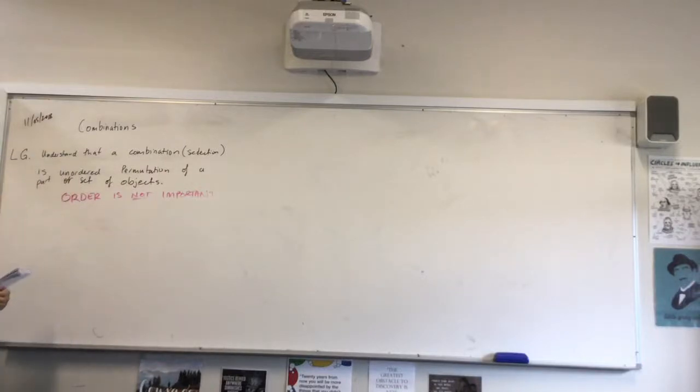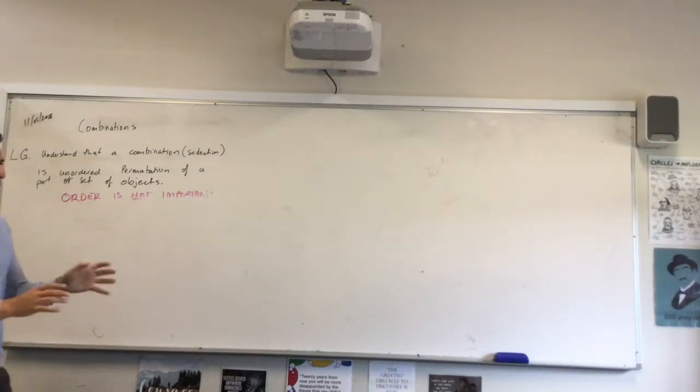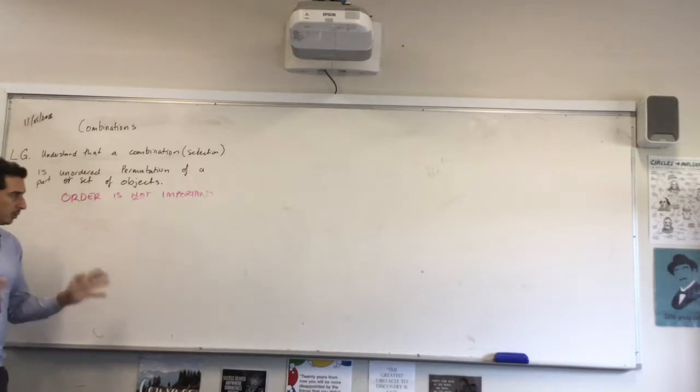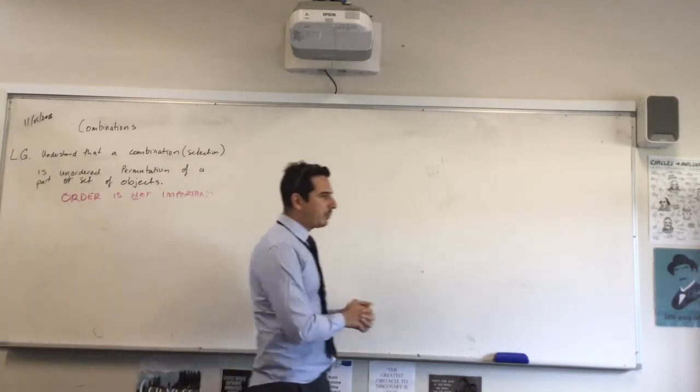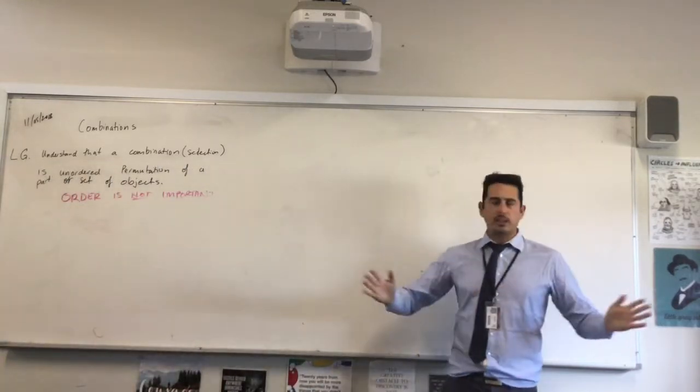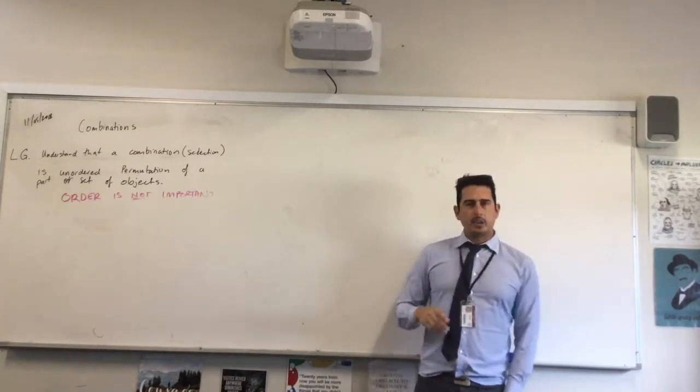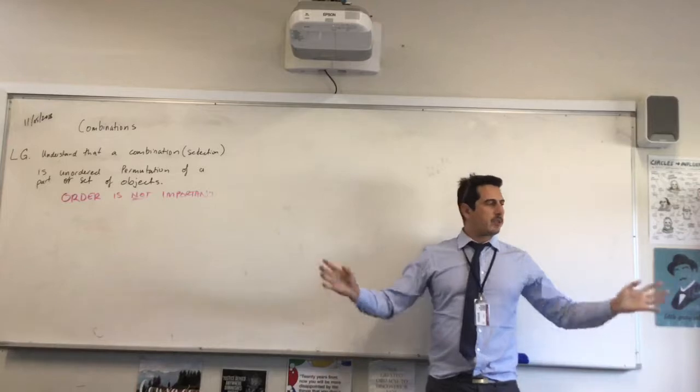Alright, so order is not important. Now I've written it in a different colour because that is the major difference between a permutation and a combination. We're going to do a few examples of it, but for example we've been looking generally at things in lines. We did a bit of circle order as well, and it was just like how many arrangements can we make of this class?